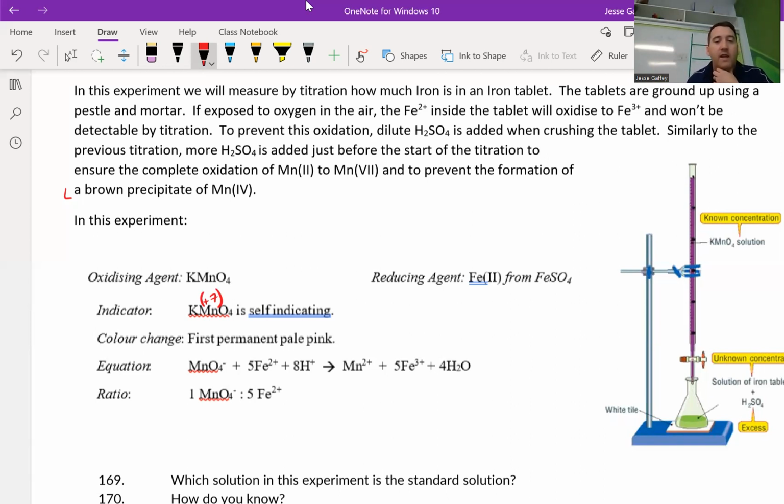So what are we looking for at the end point? Our color change, we're looking for the first permanent pale pink color, exactly the same as our previous titration. Our chemical reaction is also the same. Here is our balanced equation, 1 manganese reacting with 5 irons. So this here is the relationship that we're interested in.